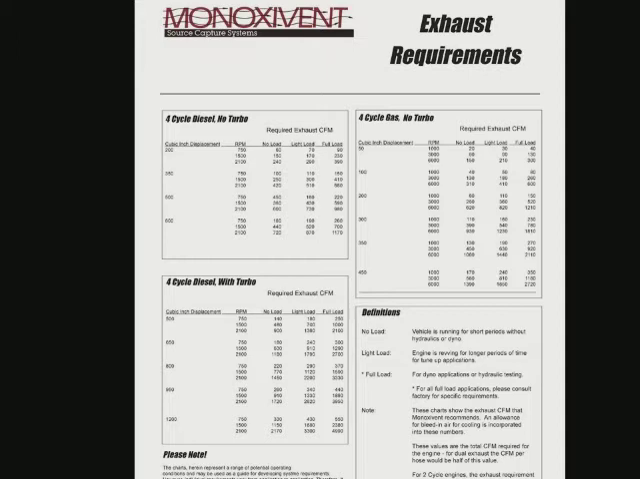And a lot of times we're asked to design a system around horsepower. You can see on this page that nothing on here talks about horsepower. It's all about cubic inches, RPM, and load. And obviously, as the cubic inches, RPM, and load change, the CFM required for our system is going to change as well.